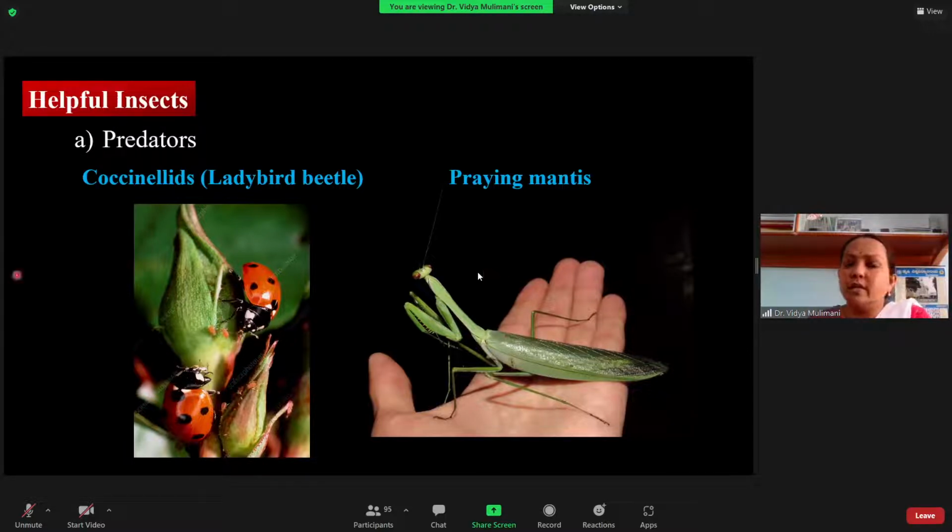Here I have given you the common example of the ladybird beetle, where both the grubs and adults are feeding on sucking insects like aphids and mealybugs. And the praying mantis is also a general predator. Both nymphs and adults are predators. So for the predator, you can give the example of the ladybird beetles or the praying mantids.